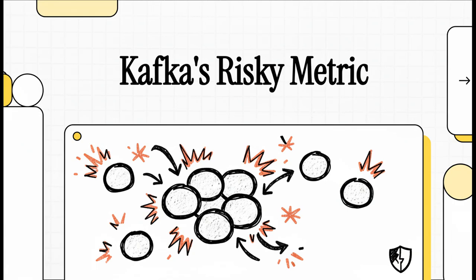Hey everyone, let's talk about a metric that pretty much every Kafka operator has seen, maybe even stared at on their dashboards. Under-replicated partitions. You know the one. It might seem like just a number, but when it's anything but zero, that's a sign that your data safety net is starting to look a little frayed.